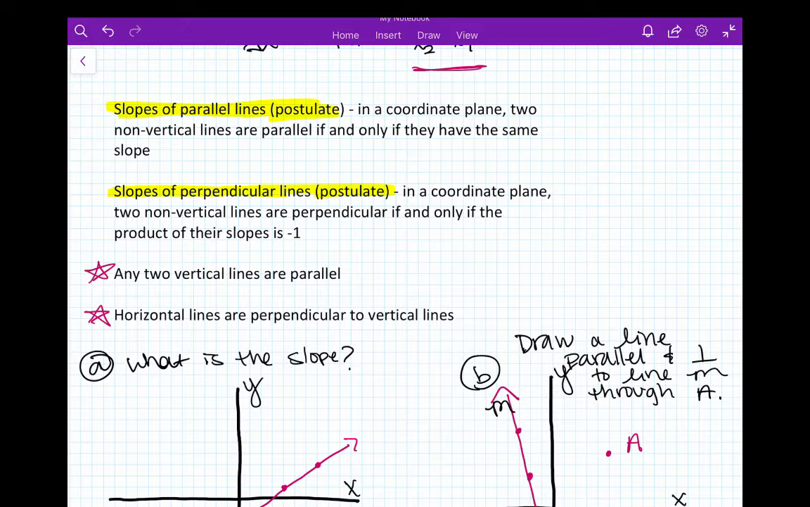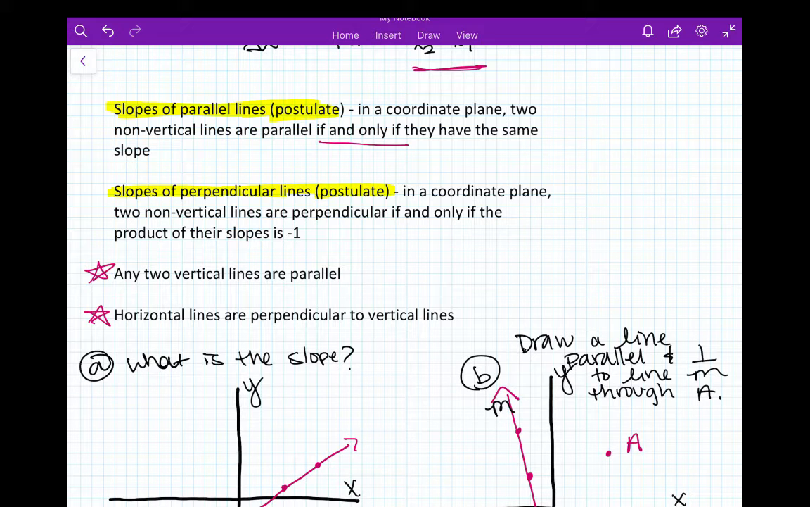Slopes of parallel lines, this is a postulate, okay? Something, again, we do not have to prove. In a coordinate plane, two non-vertical lines are parallel if and only if they have the same slope. So if and only if, that's a biconditional. Okay, this means this is biconditional.